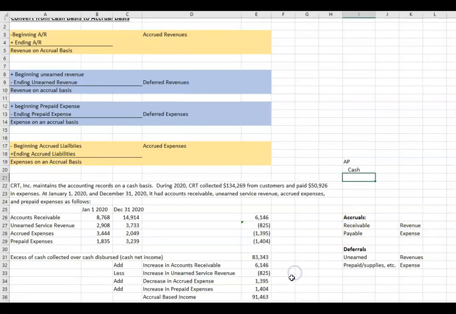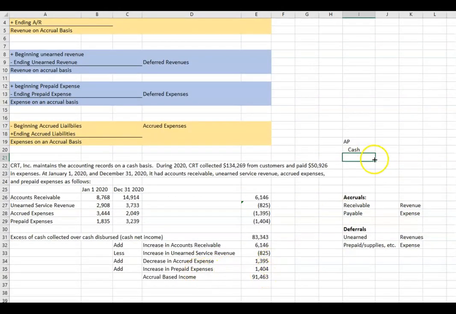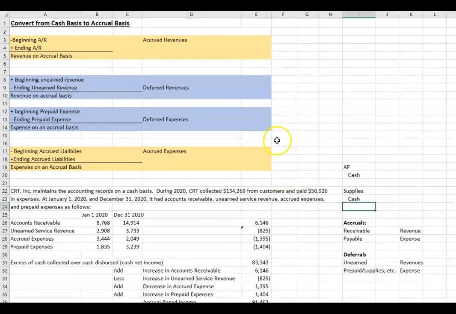All right, let's look at increase in prepaid expenses. So an increase in prepaid expenses would be something like supplies and cash. Here you can see that cash went down, but I didn't hit an expense yet because it's considered an asset. It's not used up yet. So for cash basis, I subtracted it out, but for accrual basis, I need to add it back. So you can do it either way. You can either use these rules that will always work, or you can think your way through the journal entries.